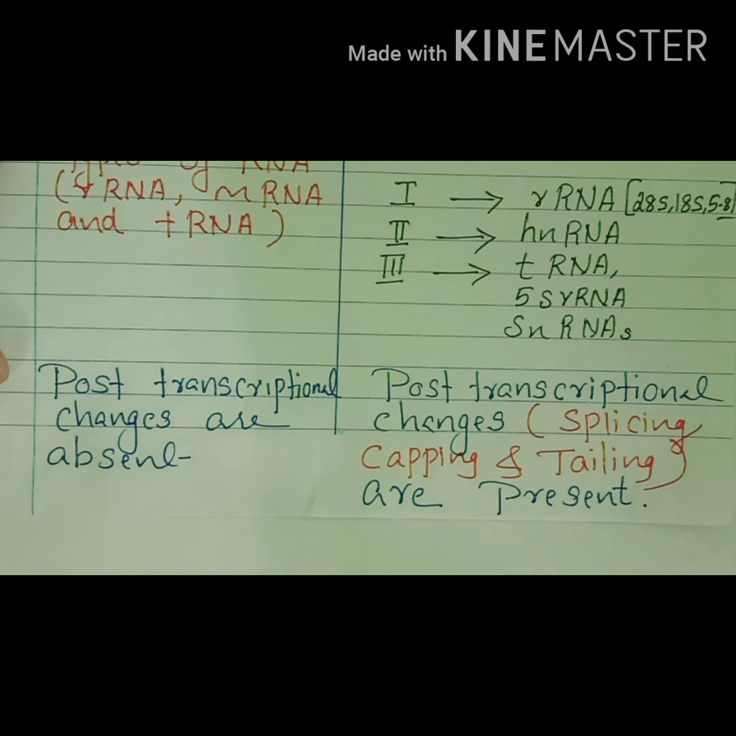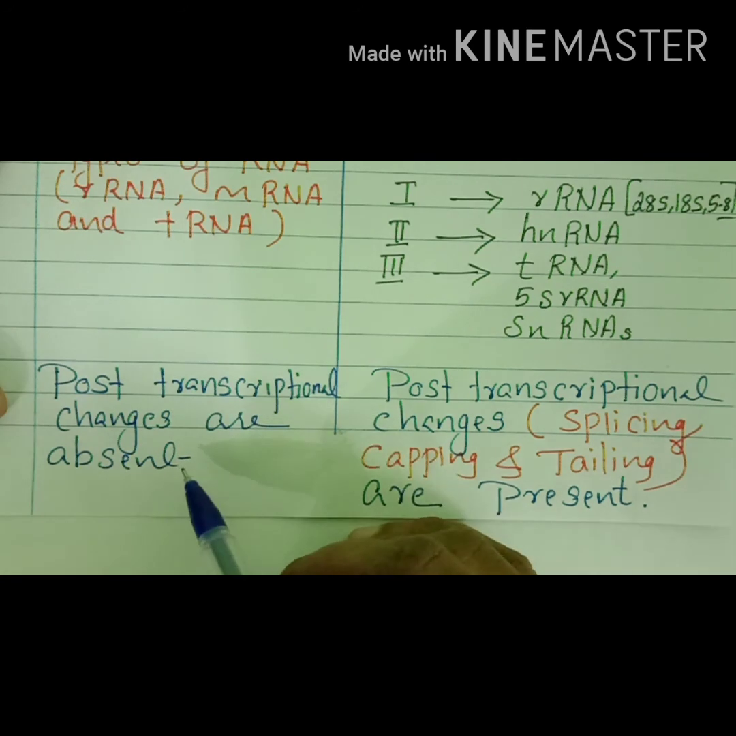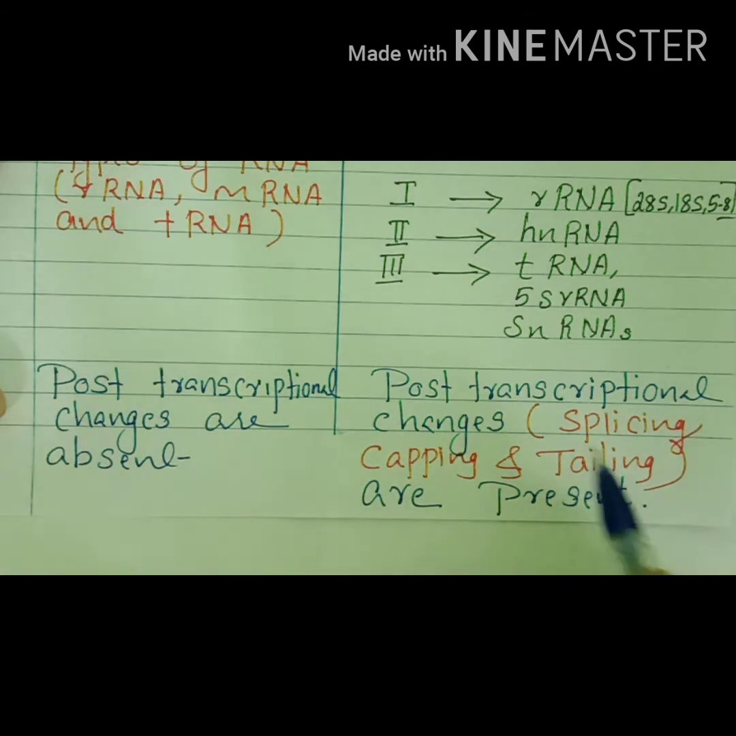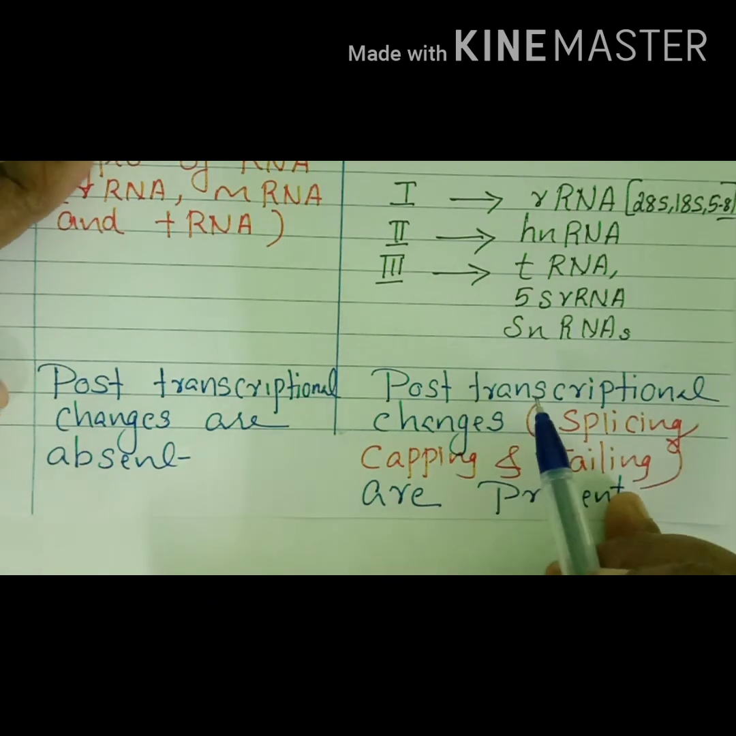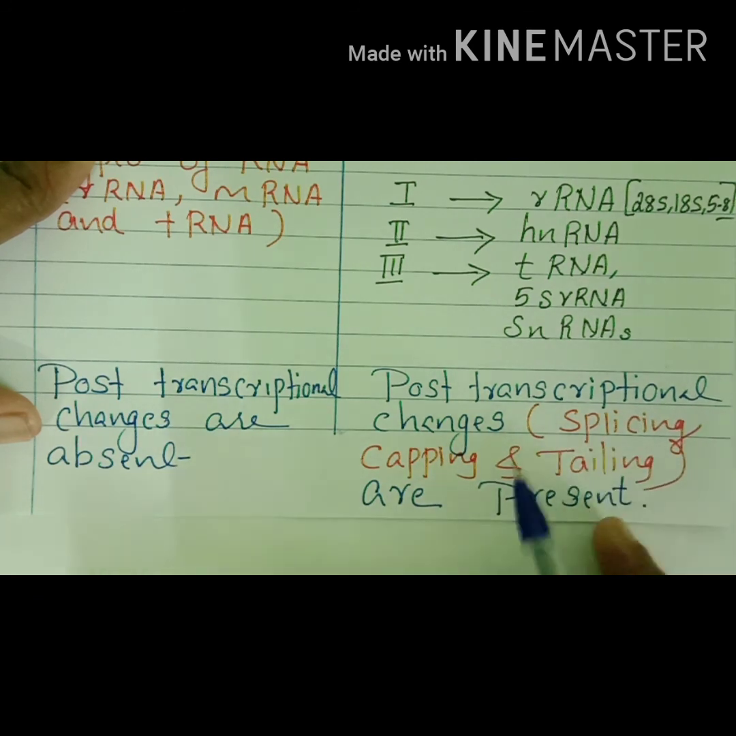Then come to the third difference. In prokaryotes, the post-transcriptional changes or RNA processing are absent. The newly formed RNA does not undergo any changes like splicing, capping or tailing. But in eukaryotes, the newly formed RNA, the primary transcript, will undergo splicing, capping and tailing. That is in the case of hnRNA. So they are collectively called post-transcriptional changes. These changes are present in eukaryotes. So these are the 3 main differences between eukaryotes and prokaryotes related to transcription.